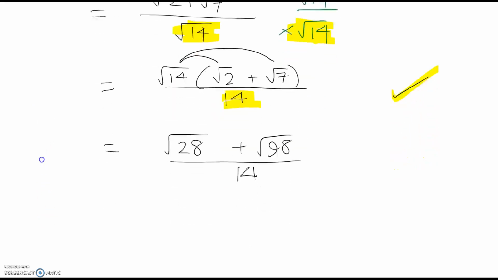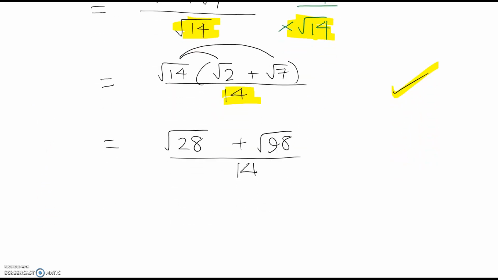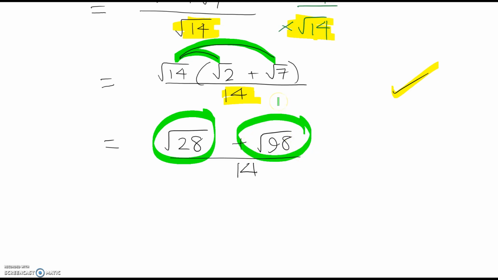So to keep going, I'm going to expand it out. Root 14 times root 2 is root 28. And then root 14 times root 7 is root 98. And we can keep going with that too, because root 28 has got a nice perfect square sitting in it, because 4 7s are 28. So let's do that.